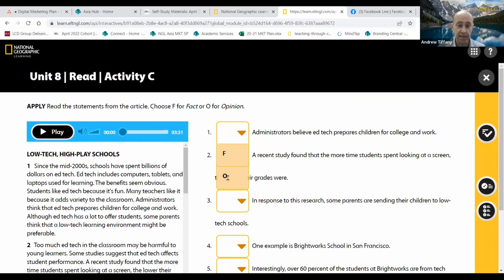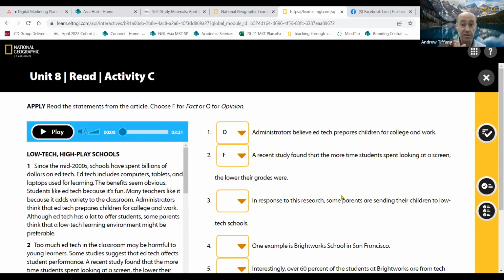It's an opinion, yeah. And we know because of that word, believe, right? A belief is not a fact, it's an opinion, okay? Right, next one. A recent study found that the more students spent looking at a screen, the lower their grades were. That is a fact.